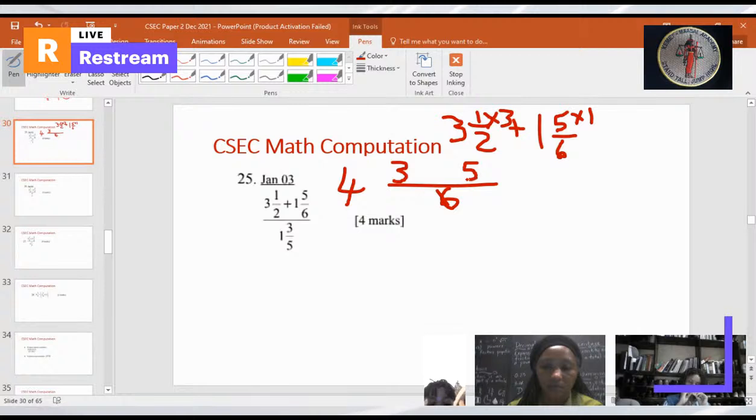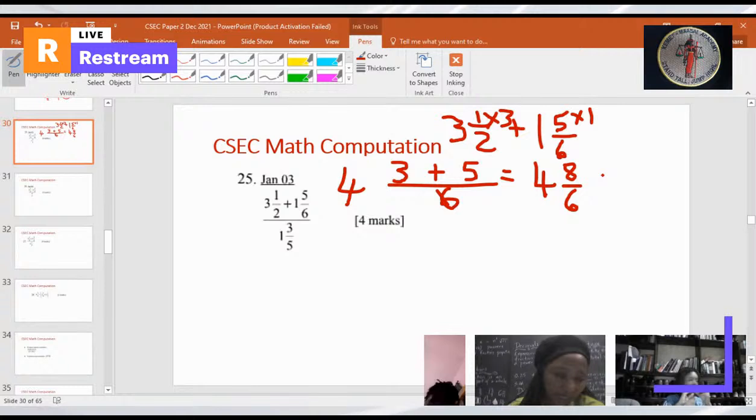So it'd be 3 plus 5, which is 8. Then you'd put 4 and 8 over 6. We can't cancel that, we're converting it to a mixed number. So the 8 over 6 is equal to 1 and 2 over 6.